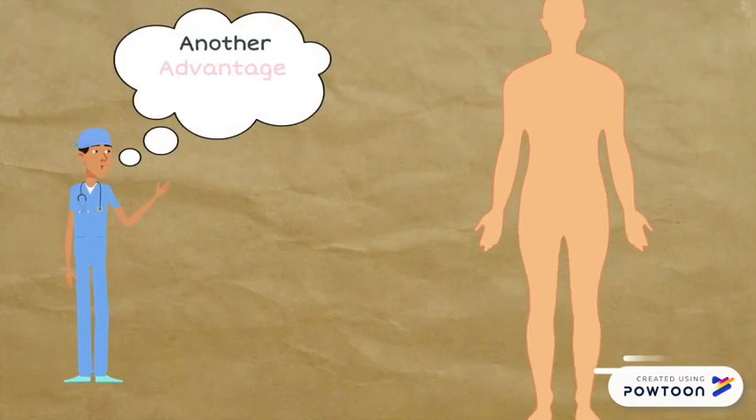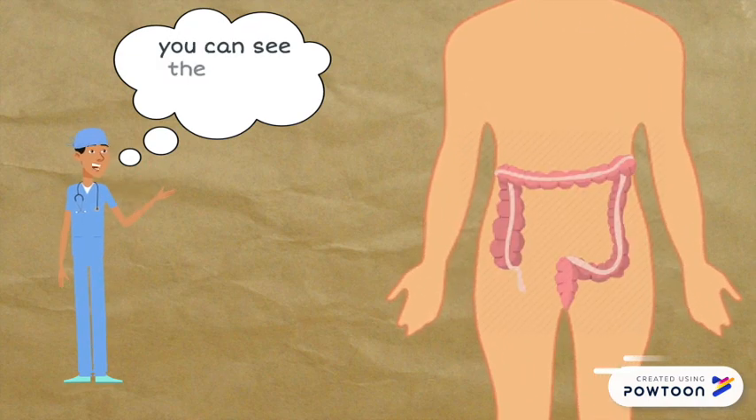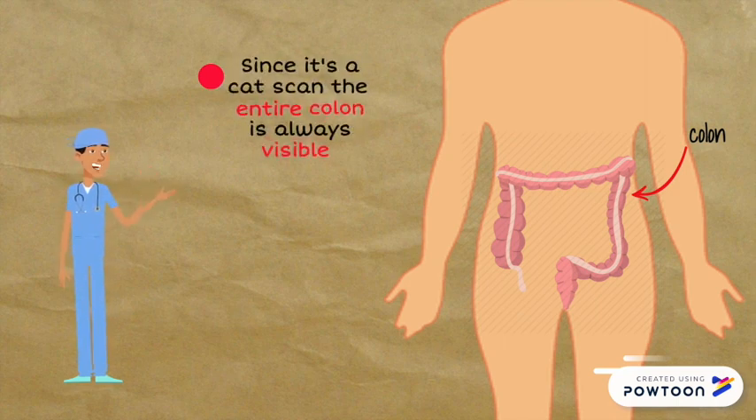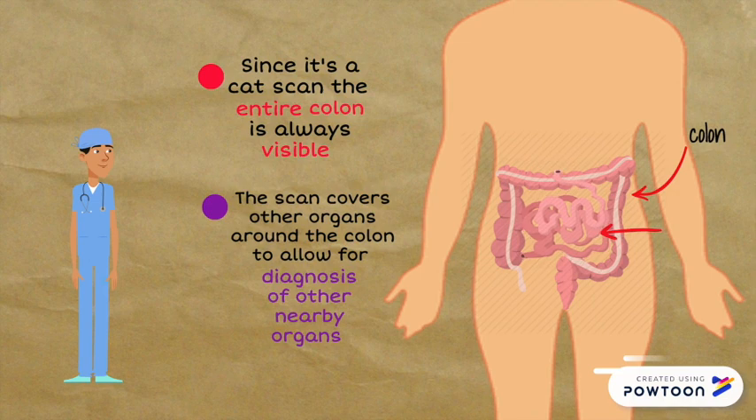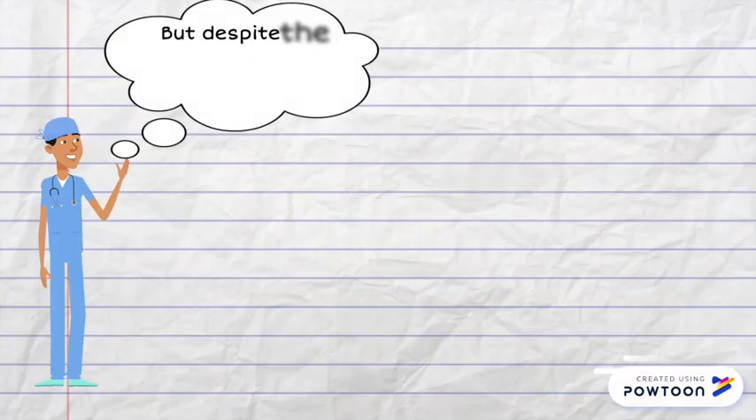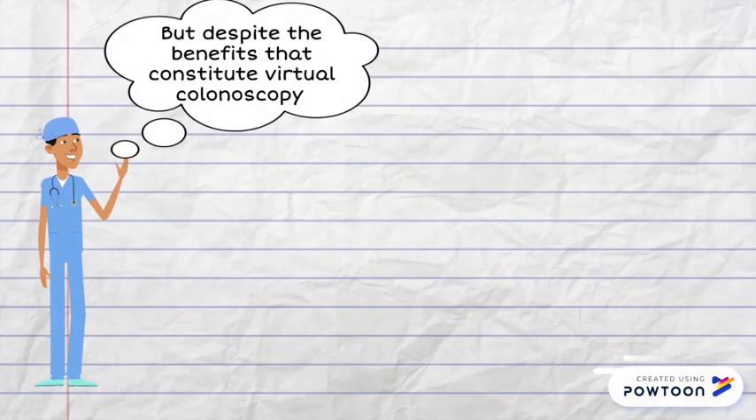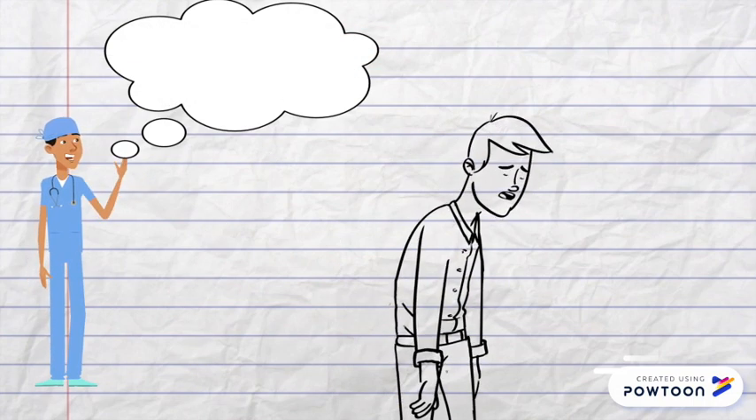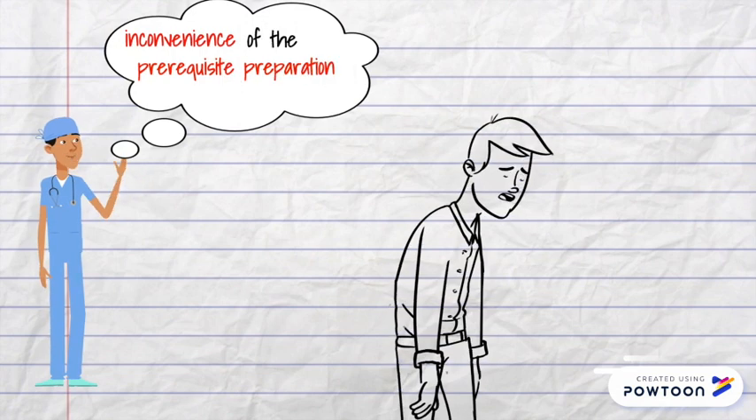Another advantage is that you can see the entire colon. There may be some instances during regular colonoscopy where the colonoscopist can't maneuver the scope around the entire colon. However, this is not the case with virtual colonoscopy, as it is basically a CAT scan and the entire colon is always visible. The scan also covers other organs within the immediate vicinity, which allows the diagnosis of conditions outside the colon as well. But despite the benefits of virtual colonoscopy, the inherent apprehension associated with the procedure surrounds the inconvenience of the prerequisite preparations.